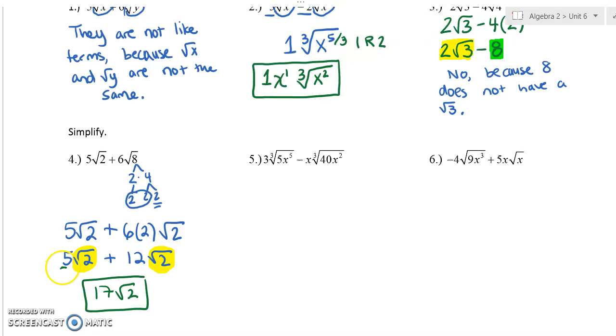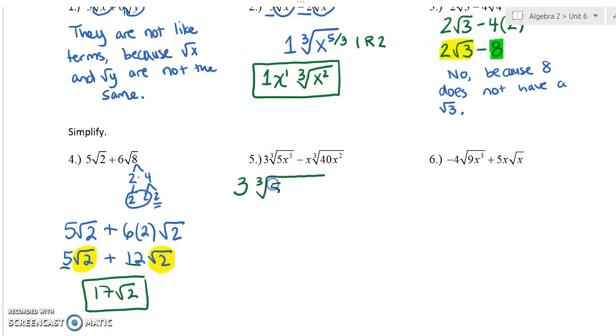So we add the numbers that are on the outside if they are like terms. Alright, let's look at the next one. In example 5, we have 3 cube root of 5x to the 5th minus x cube root of 40x squared. So I can tell that I'm going to go ahead and take this. 5 doesn't break down anymore, but the x's do.